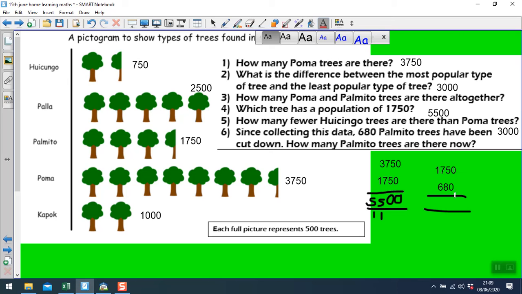So 0 take away 0 is 0. 5 take away 8 we can't do, so we've got to exchange. Now left with 15 tens. 15 take away 8 is 7. 6 take away 6 is 0, and 1 take away 0 is 1. So it's now 1,070 trees left.